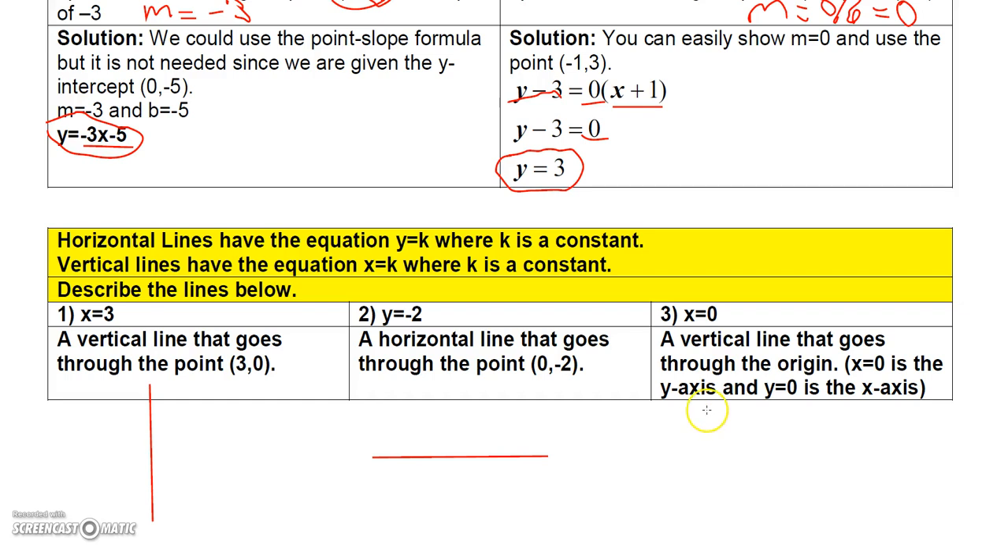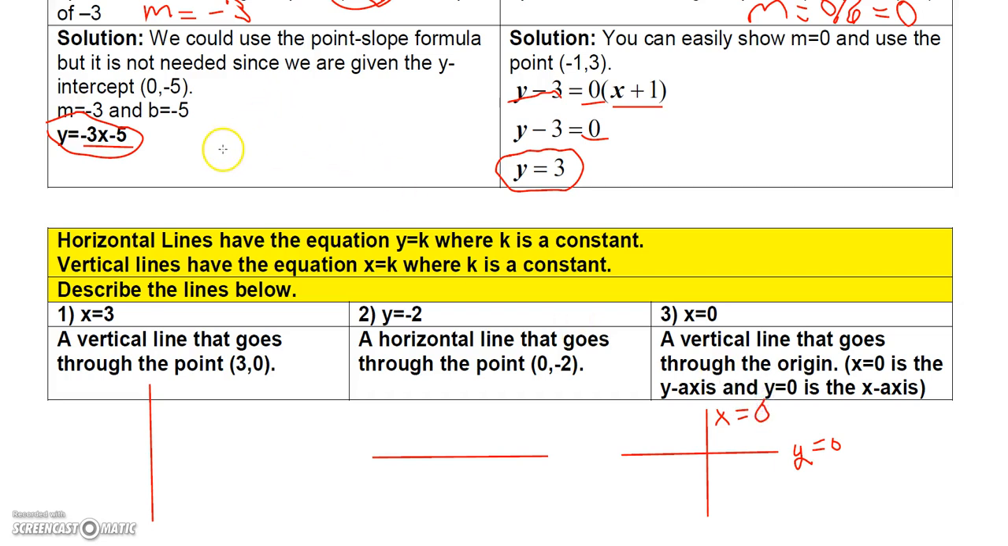So if you think about it, let's draw a quick grid here. Cartesian coordinate system. So let's say that's the x and the y-axis. Well, it turns out that the equation for the x-axis is the line y equals 0, even though it's the x-axis, and the equation for the y-axis is the line x equals 0.